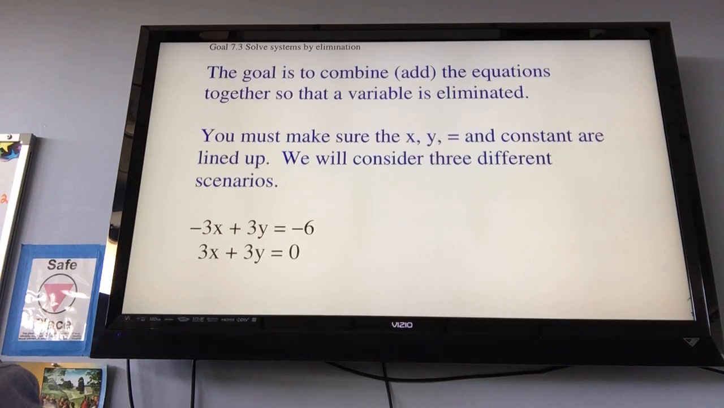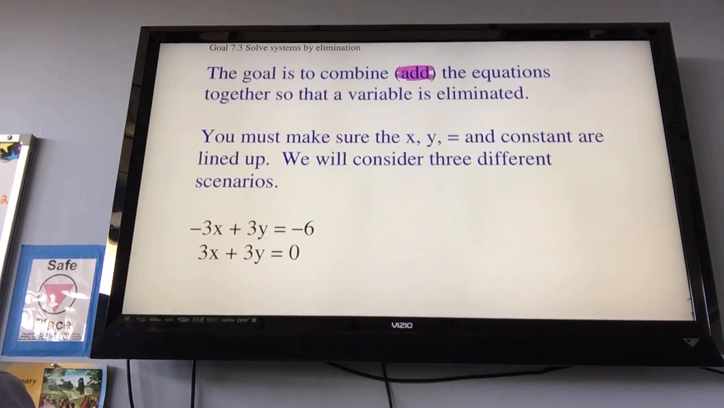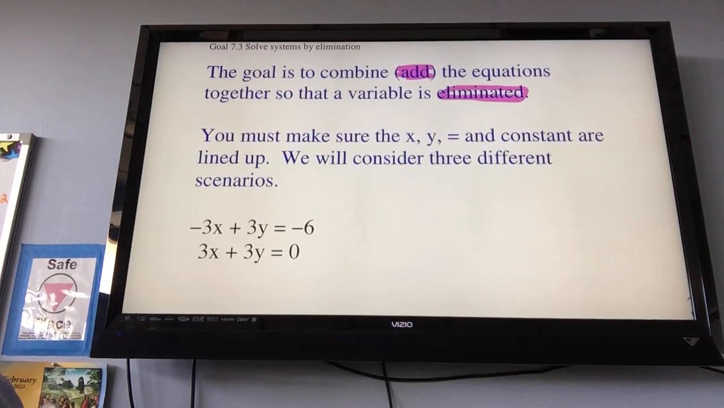Your goal every time is to add the equations together so that a variable is eliminated. That's why it's called the elimination method. So you're trying to eliminate x or y from the equations when you add them together.